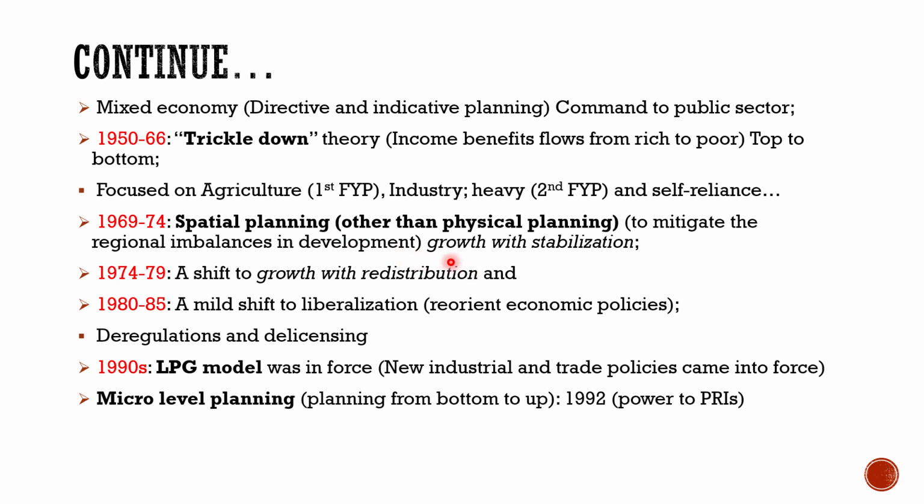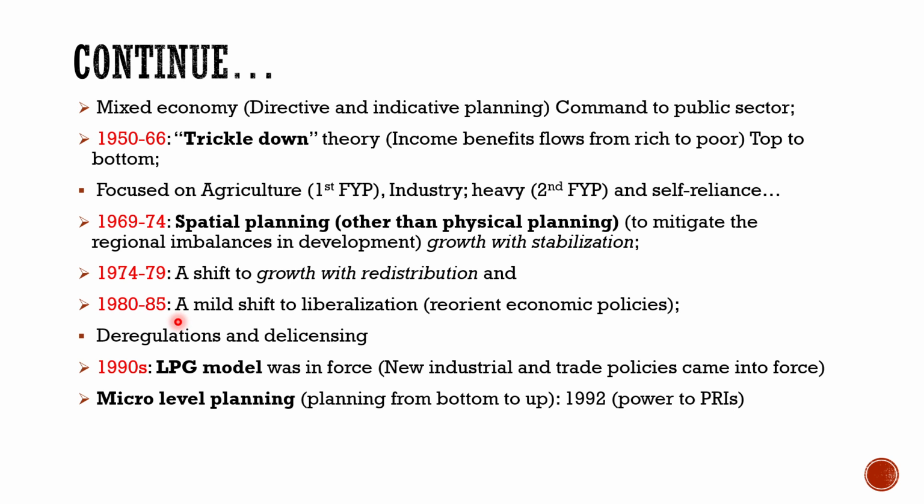And we wanted growth with stabilization. I already mentioned this stabilization means not compromising with general price level. Okay. Now from 1974 to 79, there was a shift to growth with redistribution, and focus was on removing poverty, giving employment opportunities. And in sixth 5-year plan from 1980 to 1985, there was a mild shift to liberalization.